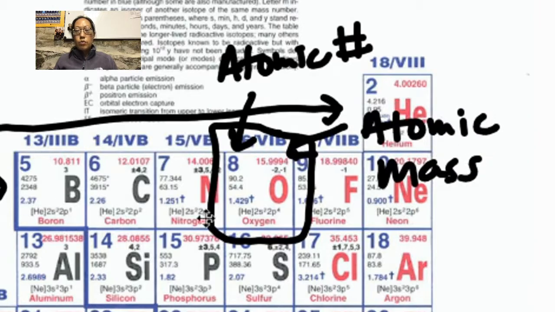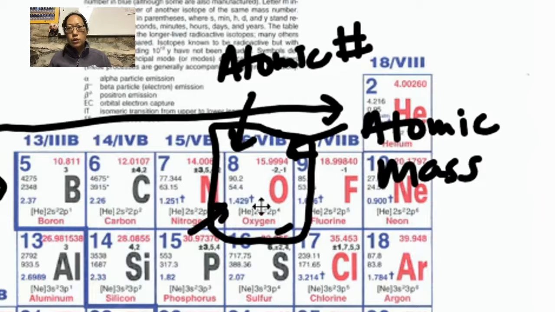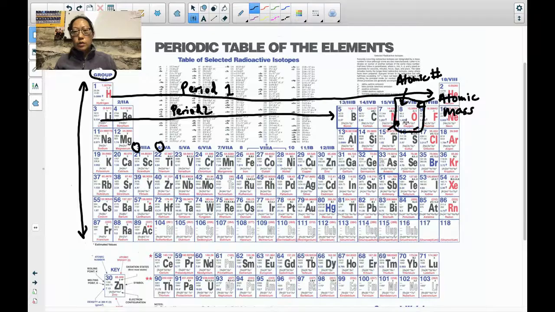The O right here in red is called the element symbol. Down here we have oxygen, which is the element's name. And right here, 1.429 is the density of the element in grams per centimeter cubed at room temperature. So those are the pieces of information that you can get from the element block.